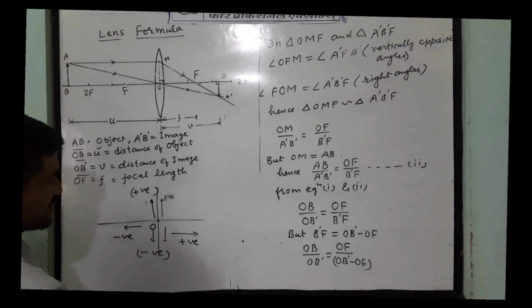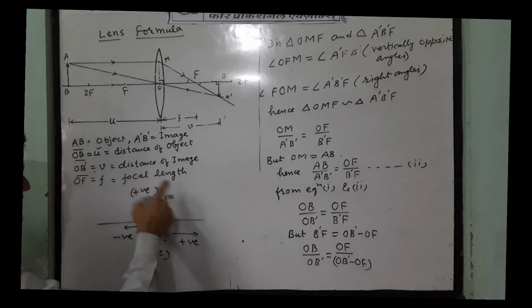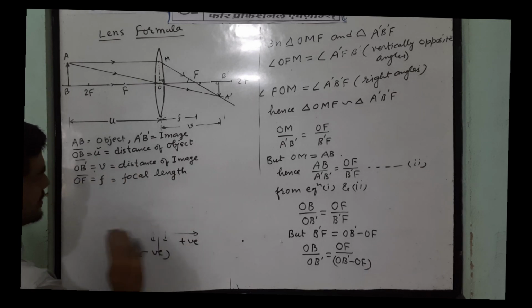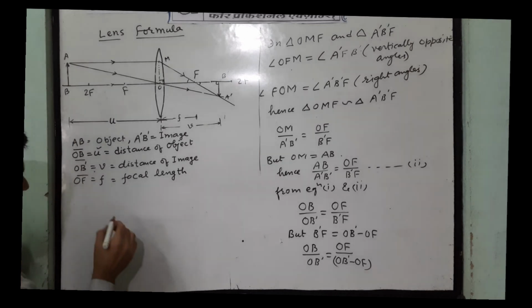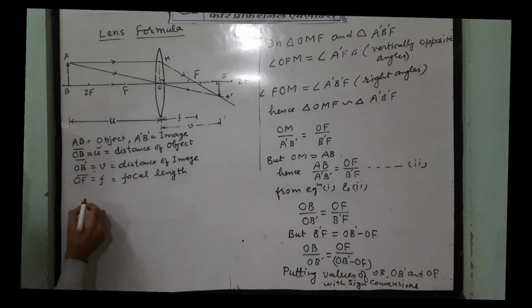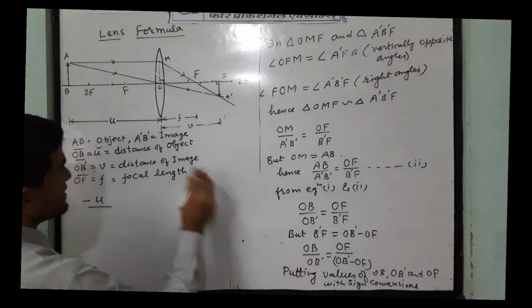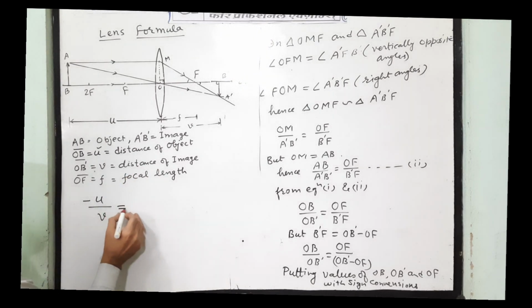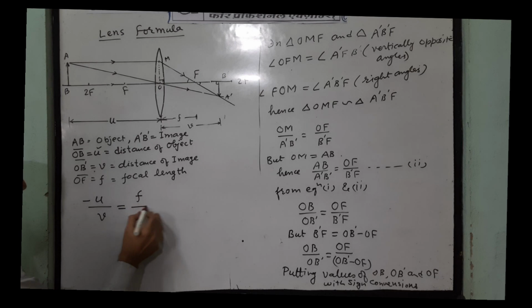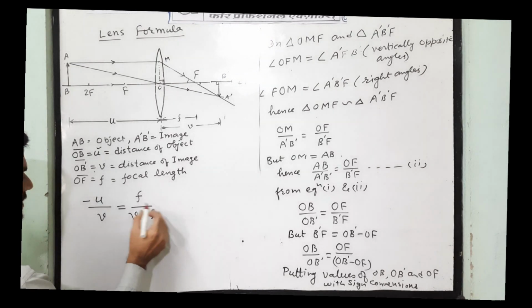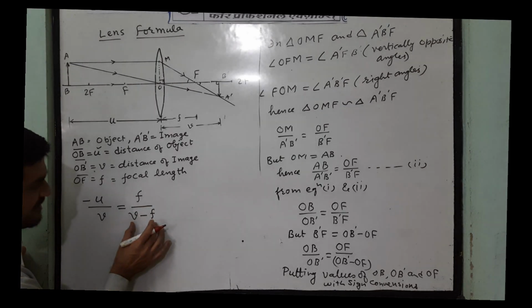So we will put all the values with the proper sign convention. This sign convention you have to use always when we are dealing with the lens formula. So putting the values with the sign convention, OB, we have U, but it is on the left side, so we will put minus U there. OB dash is on the right side, so we will take plus V there. OF is also on the right side, put F there. OB dash once again V, and OF is once again F. Clear?